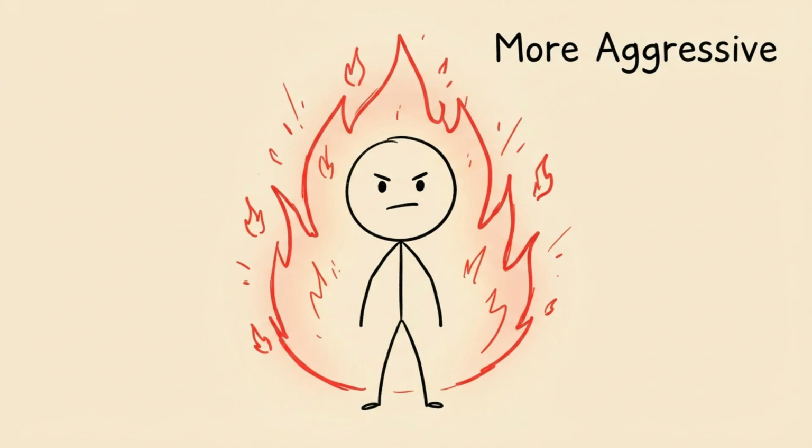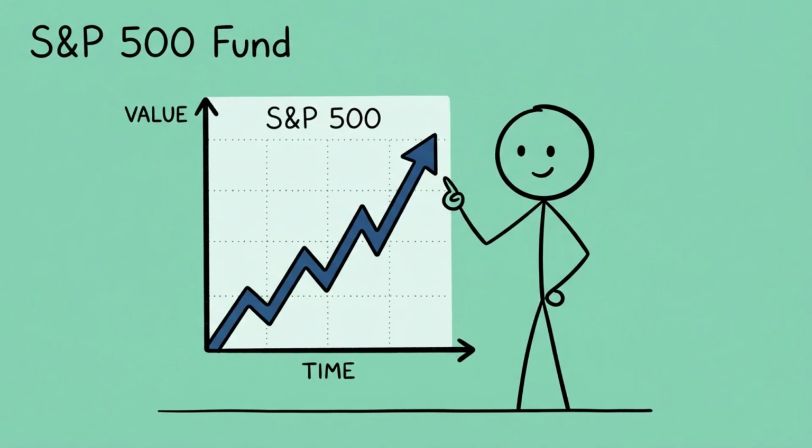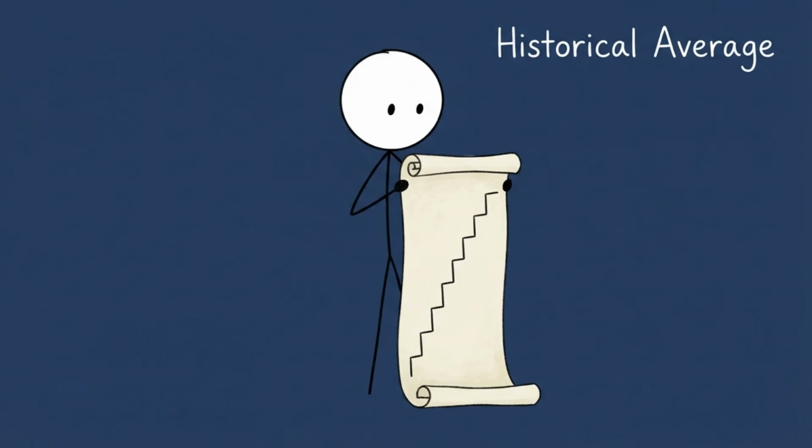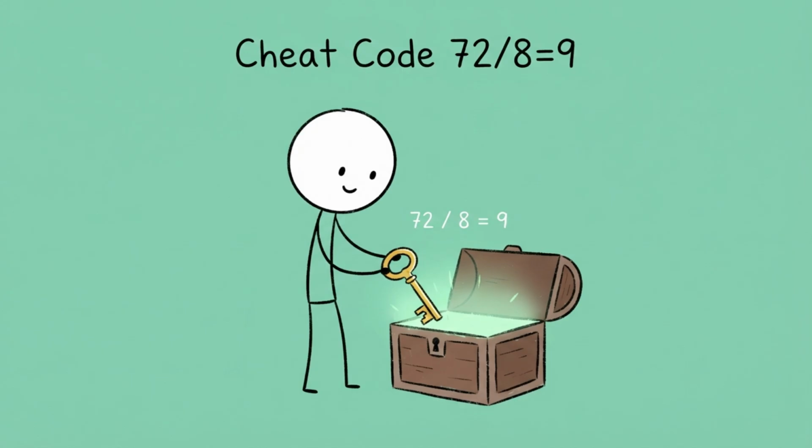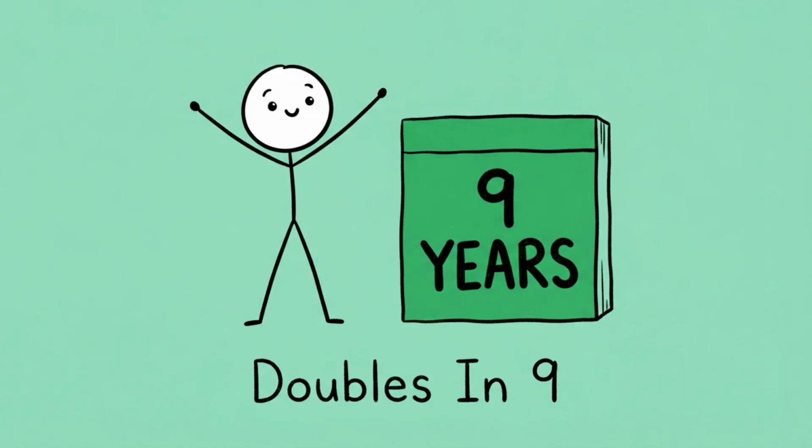But let's say you are more aggressive and you decide to invest that $10,000 into a diversified S&P 500 index fund, where the historical average return after inflation is around 8%. You apply your cheat code. 72 divided by 8 equals 9. Your $10,000 doubles in 9 years.